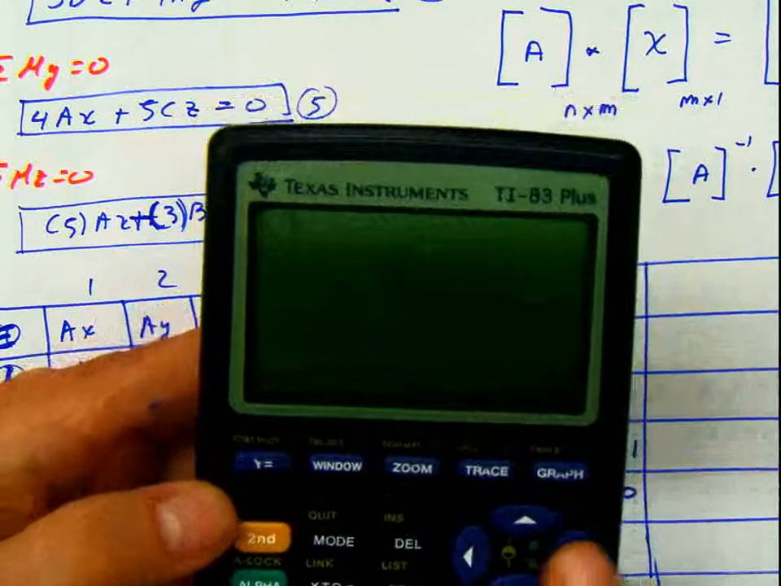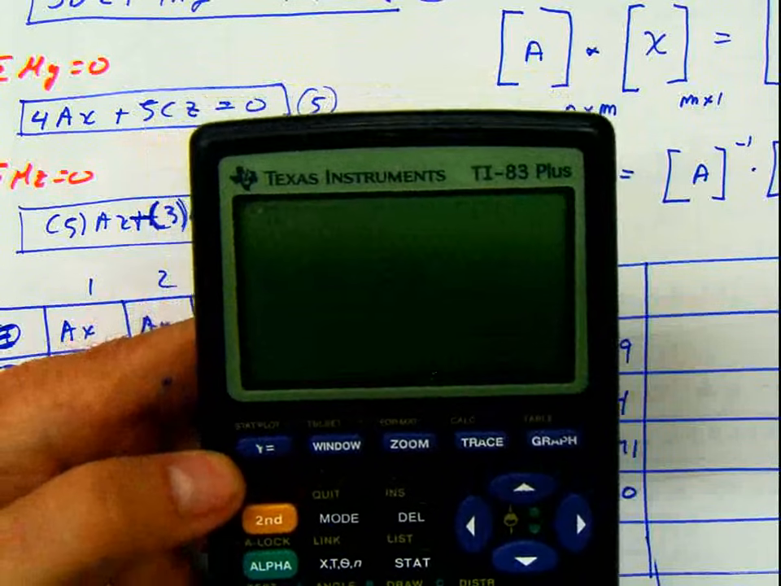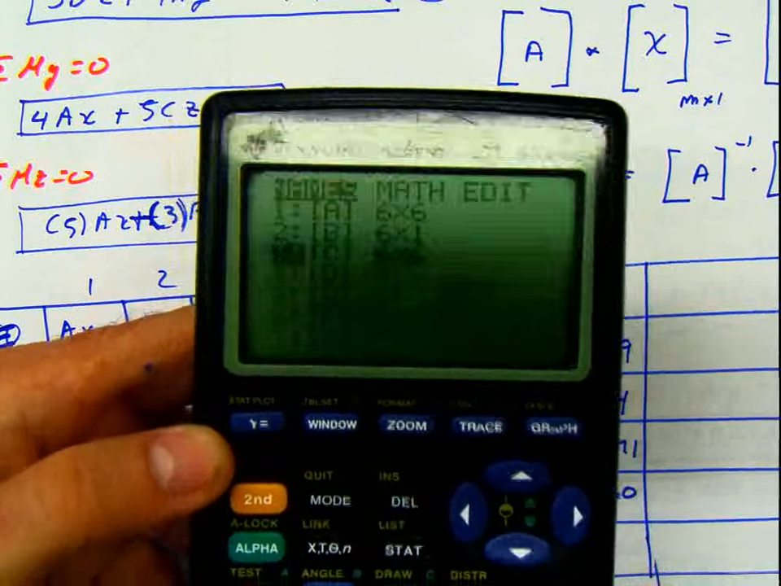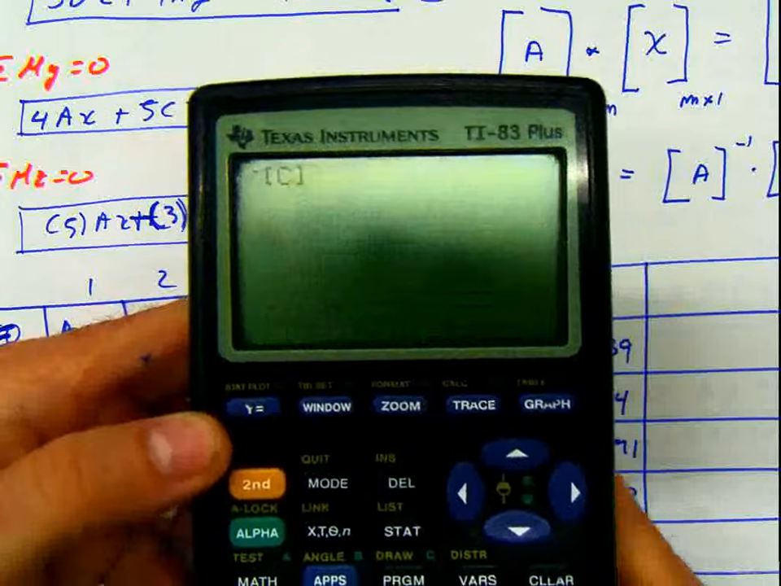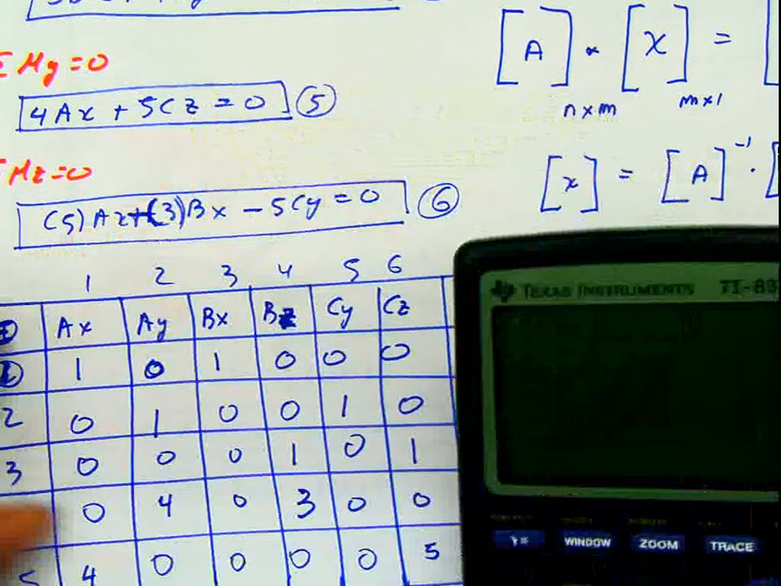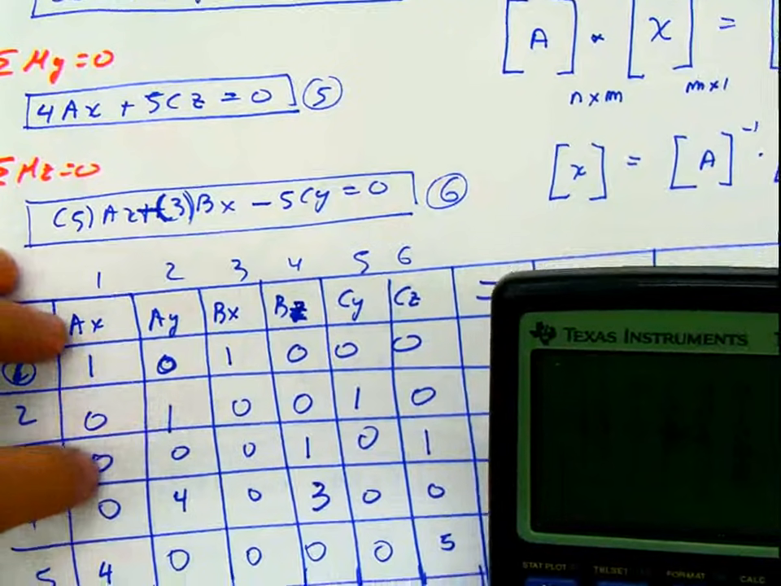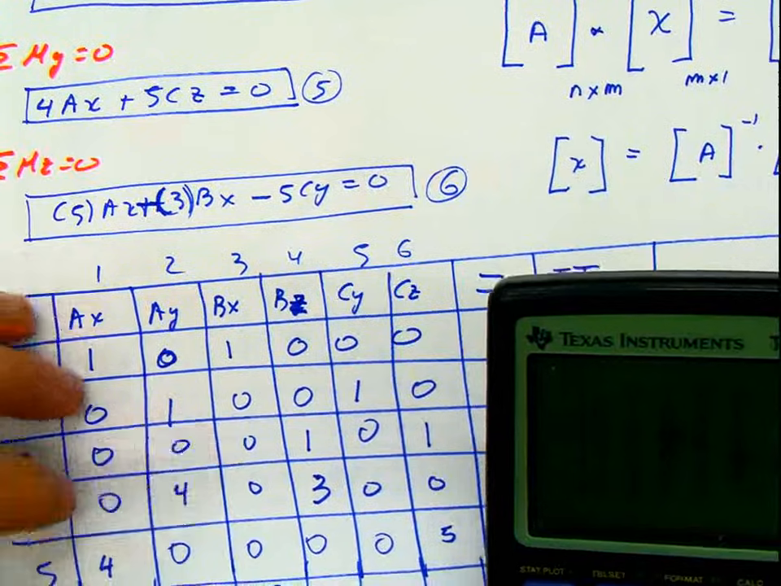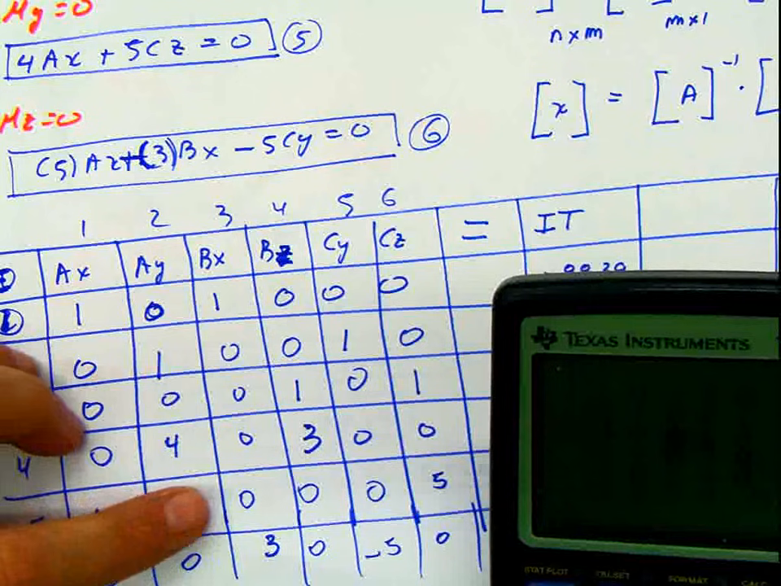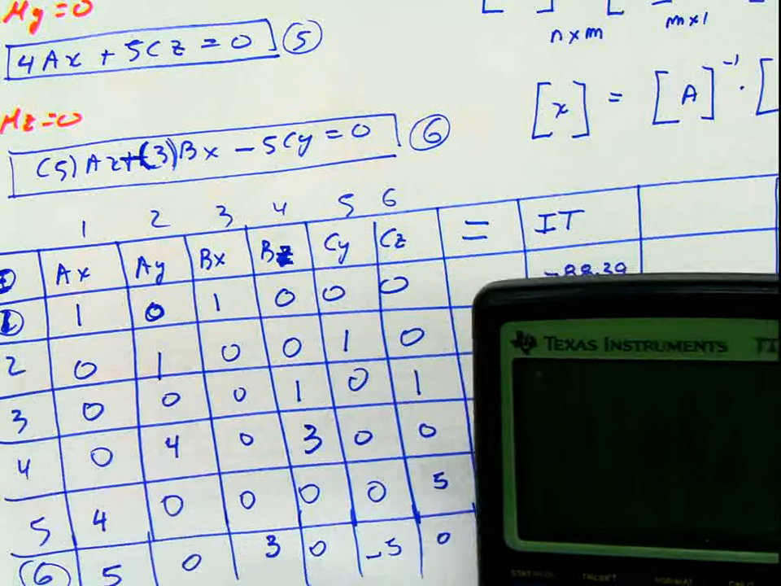So if you want to see the matrix that you just created, you come second, matrix, and now you look for the matrix that you just created, which is the matrix C, this one, and you hit enter there. This is the matrix C. You see 1 0 1 0 0 0, 0 1 0 0 1 0, 0 0 0 1 0 1, 0 4 0 3 0 0, 4 0 0 0 0 5, 5 0 3 0 -5 0. This is the matrix C.